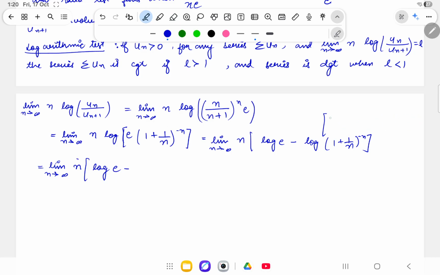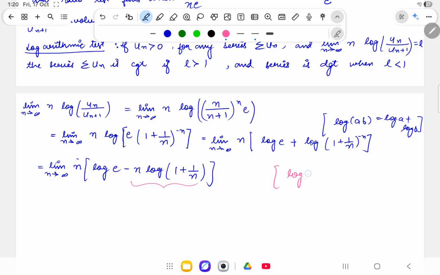So what we are using is log of a times b is equals to log a plus log b, because it is e multiplied by 1 plus 1 by n raised minus n. So it will be log of e plus log of 1 plus 1 by n raised minus n, and that simplifies to log of e minus n log of 1 plus 1 by n. And we got this term because we know that log of a raised b is equals to b log a. So using that result we got this term.